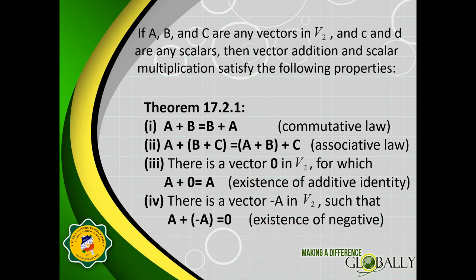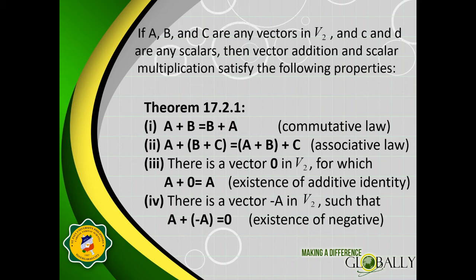Theorem 17.21. 1. A plus B equals B plus A. We also call it the commutative law. 2. A plus the sum of B and C equals the sum of A and B, plus C. We call it the associative law. 3. There is a vector 0 in V2 for which A plus 0 equals A. We call it an instance of additive identity.